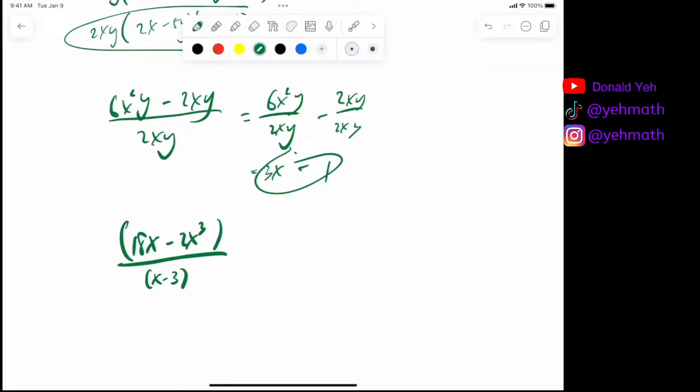So look at the numerator. What can I factor out? Well, first of all, what is wrong with the numerator? Out of order. What is that order called? You're on the right track. It's called descending order. You remember that? Descending order, the degree has to be in order. So that's going to give you negative 2x cubed plus 18x. That's the proper way to write this.